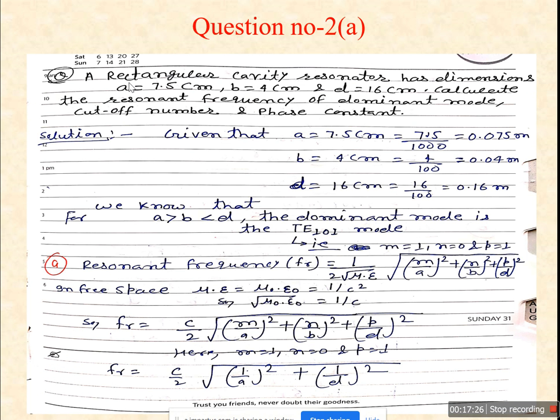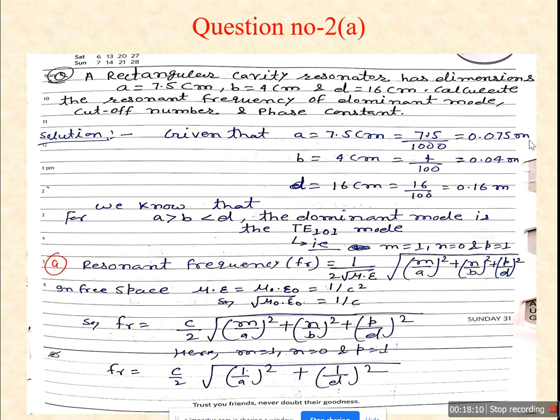The first question: a rectangular cavity resonator has dimensions a is 7.5 centimeter, b is 4.4 centimeter, d is 16 centimeter. Calculate the resonant frequency of the dominant mode, cutoff number and phase constant. Here see, cutoff number and phase constant. The wave number is also known as the phase constant. In an exam, mostly it is cutoff number or phase constant, but here it says and, so we only need to find the cutoff number. Similarly, you must write your answer in this way.